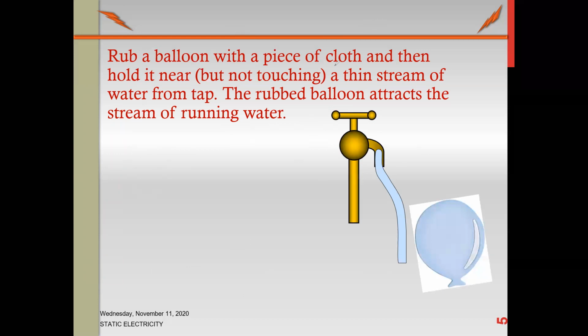As you rub the balloon with a piece of cloth, the balloon gets a negative charge. You're not touching the stream of water, but what happens when you bring a negatively charged rod near? Positive charges are on one side and negative charges on the other side. And these positive charges are attracted towards the negative charge of the balloon, that's why the stream of water will change its direction.